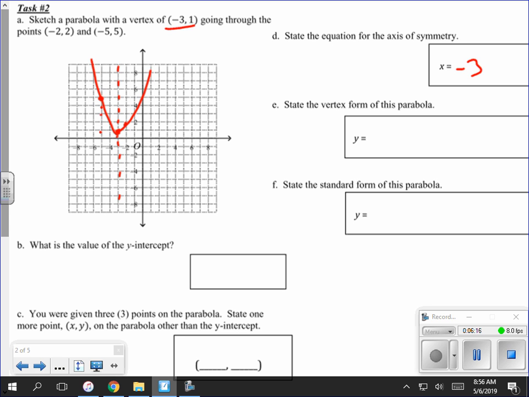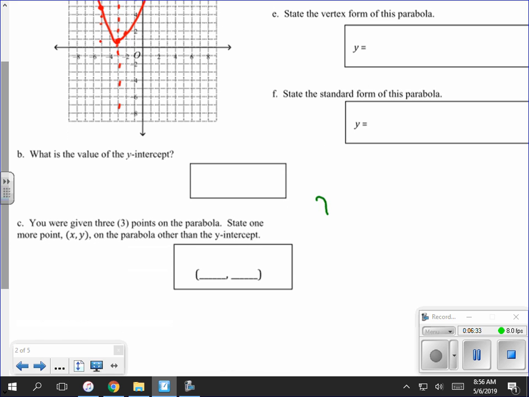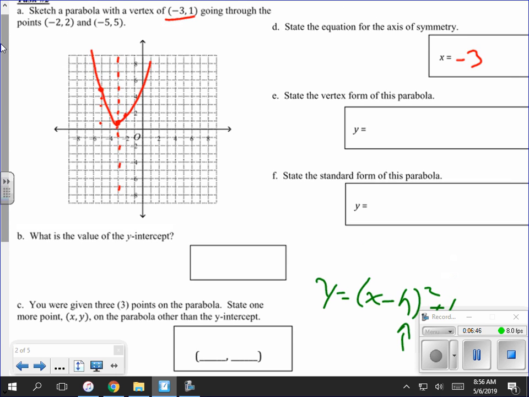State the vertex form of this parabola. This is what I want to do next. Vertex form is y equals x minus h squared plus k, where h is the x-coordinate of your vertex, k is the y-coordinate of your vertex. My vertex is -3, 1. So this would be y equals x minus -3 squared plus 1. Change that into a plus 3.